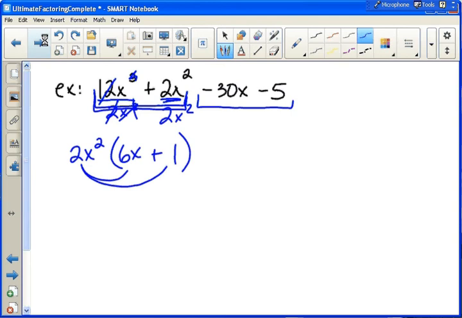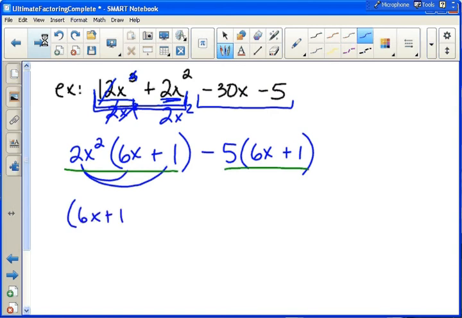Now negative 30x and negative 5 is my next pair. They have a negative 5 in common. If they're both negative, pull out the negative. So they have a negative 5 in common, and that will leave me with positive 6x plus 1. So again, I've treated the two pairs almost like two separate problems, but now I treat it as one big problem, with one big term here and one big term here, both of which have a 6x plus 1. That leaves me with 2x squared minus 5.